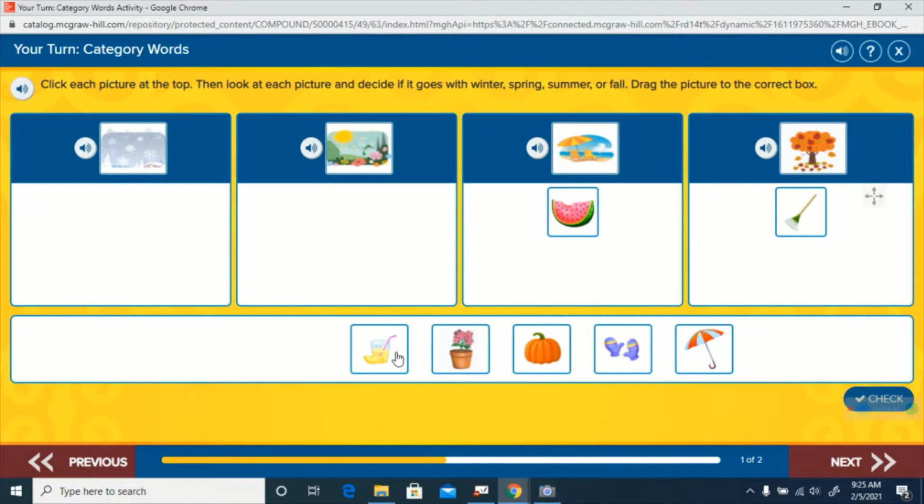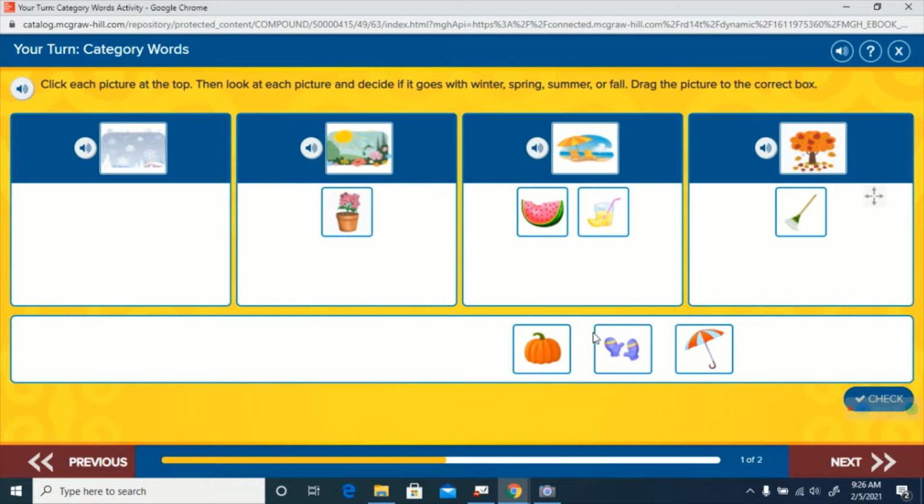What about lemonade? Do we usually drink that in the winter, spring, summer, or fall? We drink lemonade when it's hot out, and it's usually hot out in the summer. What about this plant? When do we usually plant flowers? That would be in the spring.